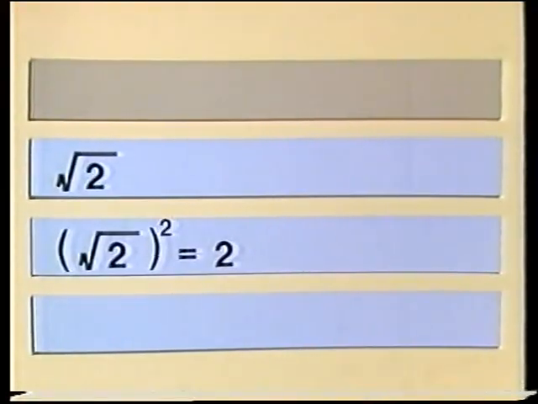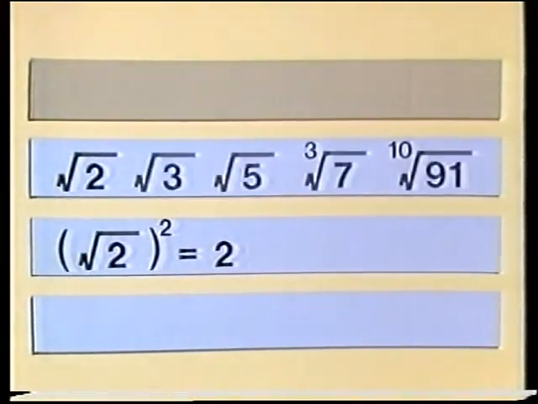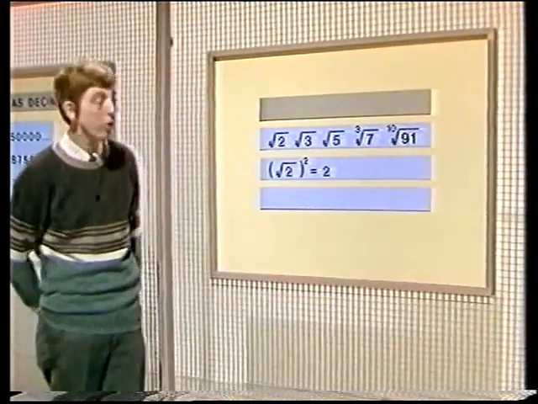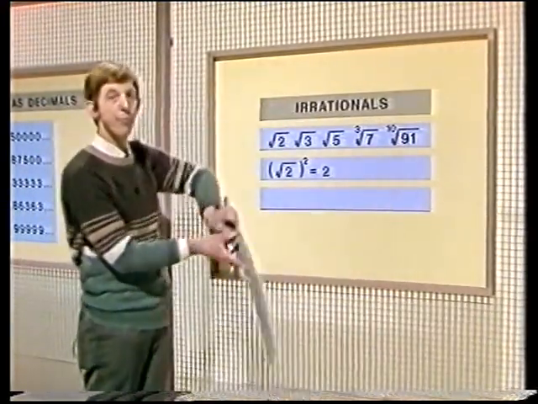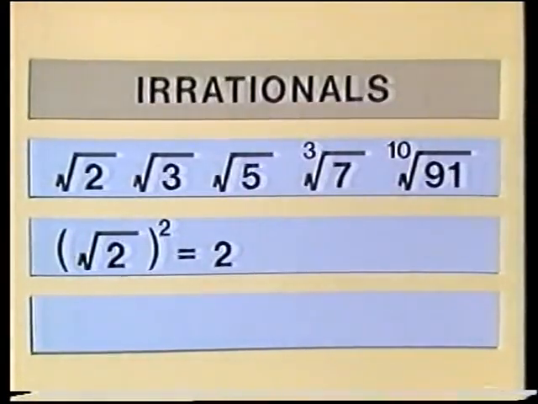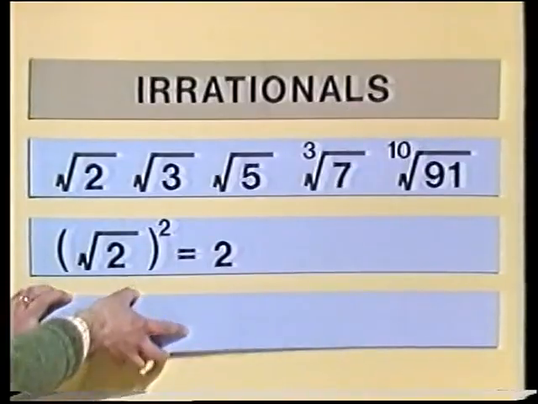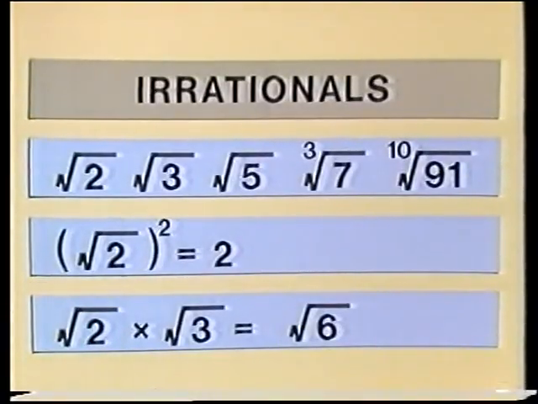And in the same kind of way, we can introduce numbers like root 3, root 5, the cube root of 7, and so on. None of these numbers can be rational. They're called irrational numbers. And we can do arithmetic with them with a bit of care. For instance, we say that root 2 times root 3 is equal to root 6. That fits in with the laws of arithmetic.